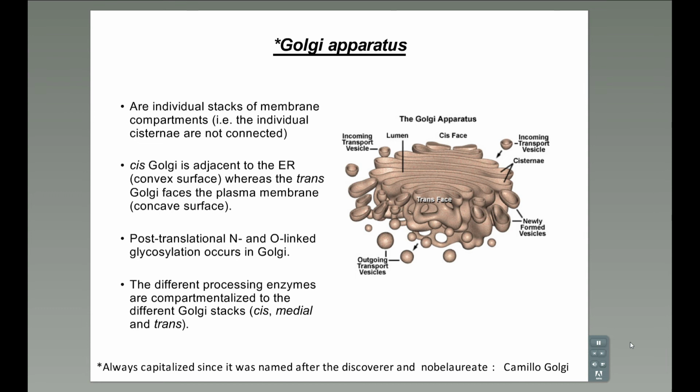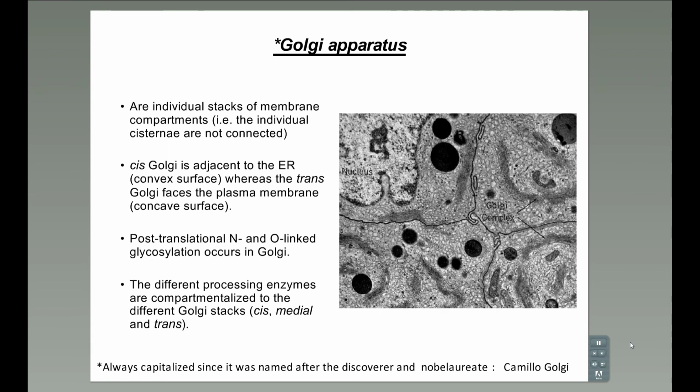The Golgi apparatus is always capitalized, shown by the asterisk, because it's named after the discoverer, as well as Nobel laureate, Camillo Golgi. This shows an EM picture of a couple of cells with Golgi complexes. I think you can see the stacks, if you will, of Golgi in the different types of cells.